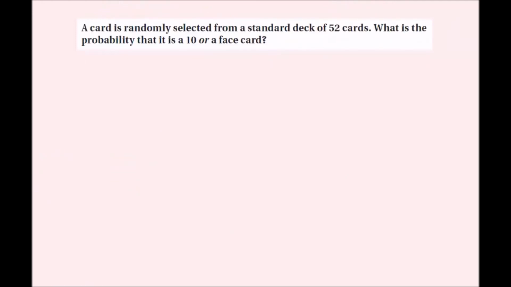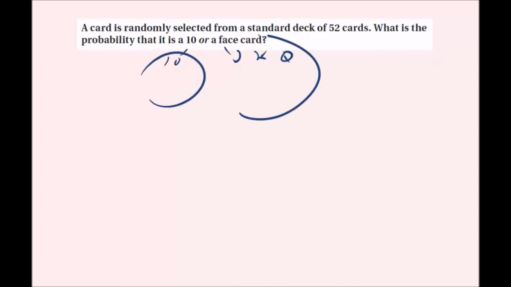The first example says a card is randomly selected from a standard deck of 52 cards. What's the probability that it's a 10 or a face card? So we have to first think, is it possible for it to be both? Can it be 10 and a face card at the same time? The answer is no, because the face cards are Jack, King, and Queen, and 10s are just 10s. So they don't overlap at all. So we're just going to find the probability of it being 10, and the probability of it being a face card, and add them together.